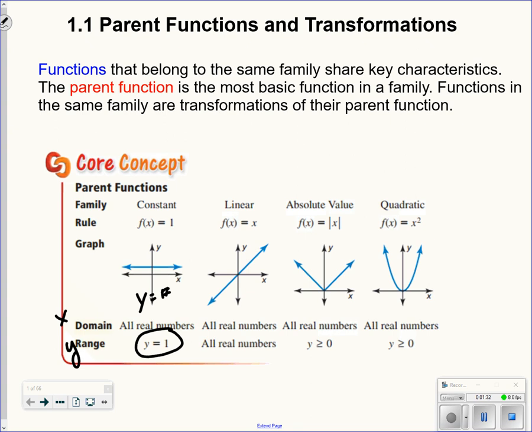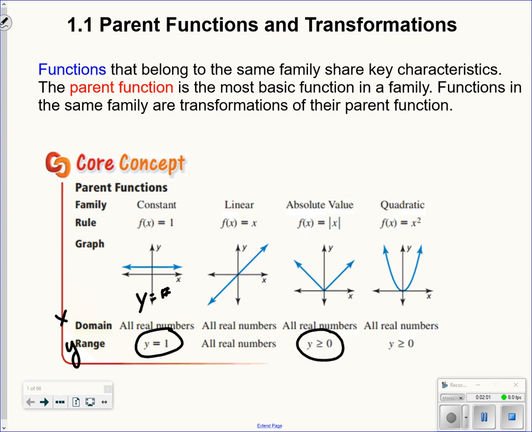A linear function, x value raised to the first power, is a linear function. And so all real numbers, and again, all real numbers because it goes left and right. You're allowed to use any x value that you like, and it goes up and down, so you're allowed to use any y value there. An absolute value function, obviously that's pretty self-explanatory. We just have y equals the absolute value of x. All real numbers again because you're allowed to use any number for x. And y is greater than 0.